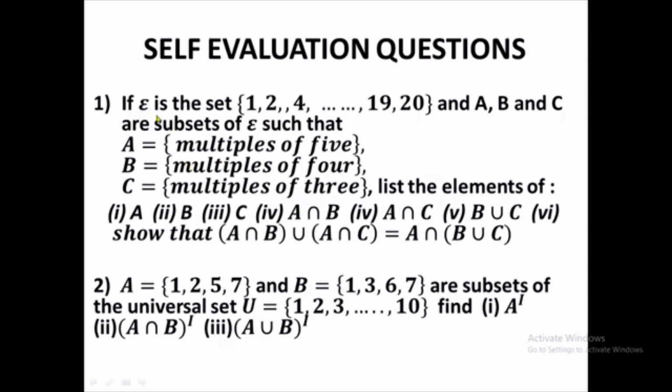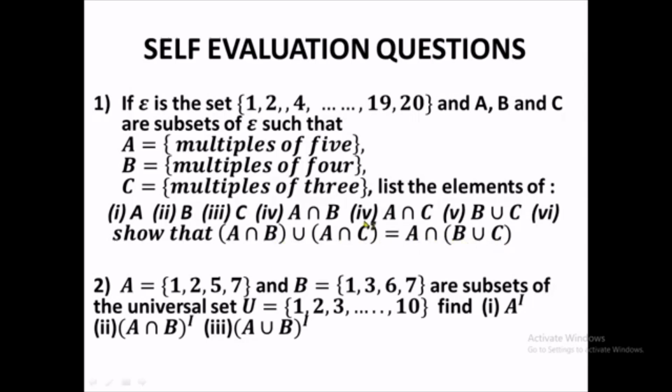The first one says that E is the set having elements 1 to 20, and A, B, C are subsets of set E such that set A is the multiples of 5, set B has the multiples of 4, and set C the multiples of 3. List the elements of set A, set B, set C, A intersection B, A intersection C, and B intersection C.